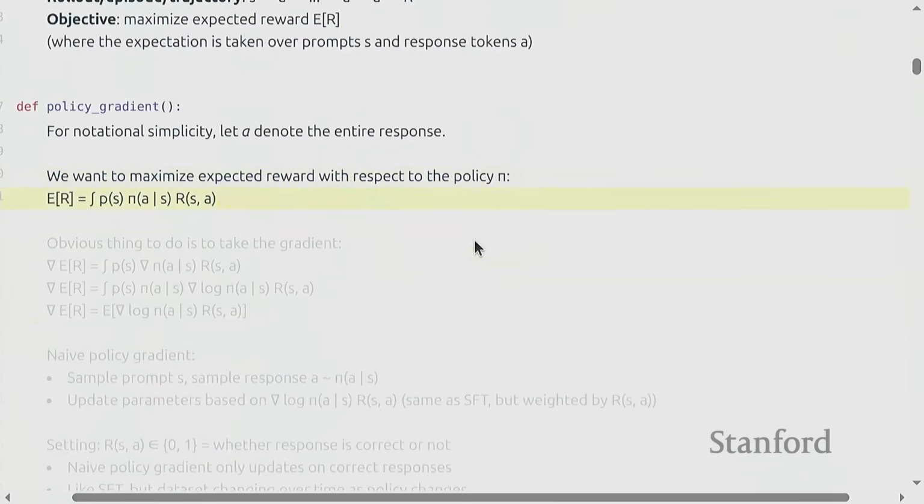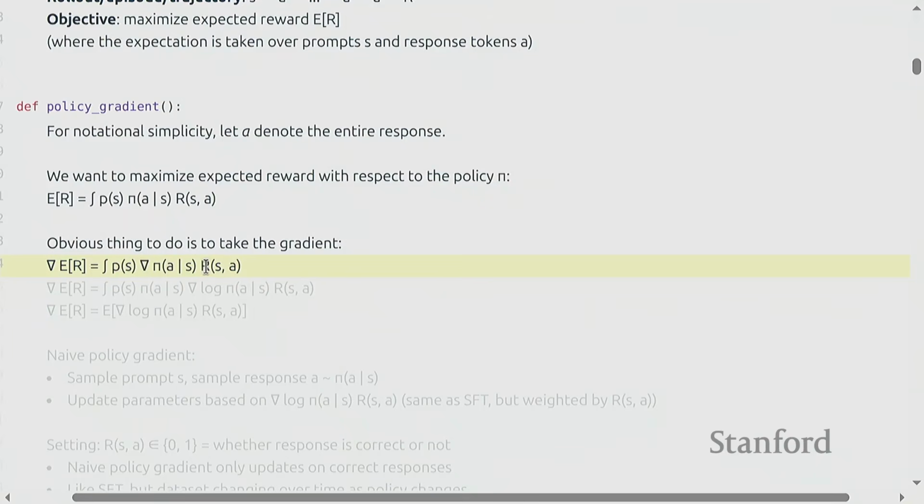Okay, so remember we want to maximize the expected reward with respect to the policy pi. So the expected reward is the integral over the distribution over states times the policy of the action sequence given the state times the reward. So this is pretty straightforward. And policy gradient says, do the obvious thing. You want to optimize something, let's take the gradient. So you start taking the gradient. The gradient only touches the policy.